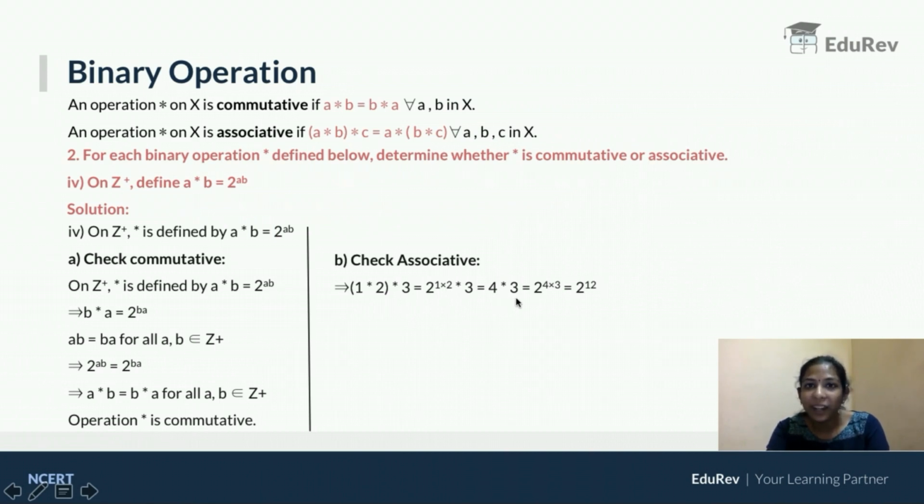4 star 3, don't write it as 12, okay? What is 4 star 3? It is 2 to the power 4 into 3. What is 2 to the power 4 into 3? That is 2 to the power 12. Now check the other part, that is RHS part.